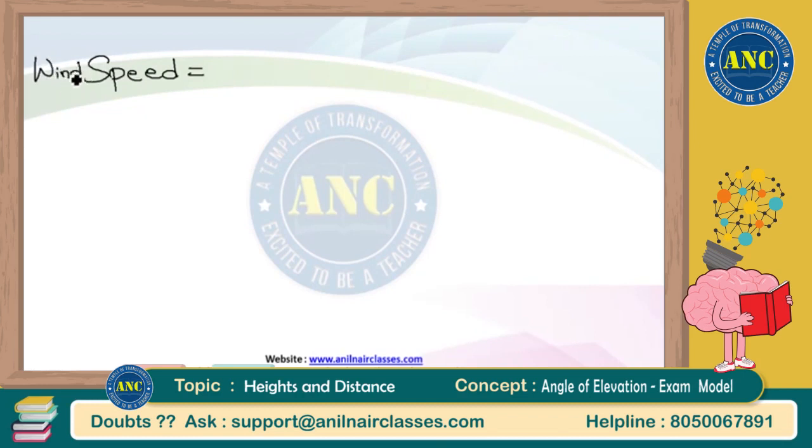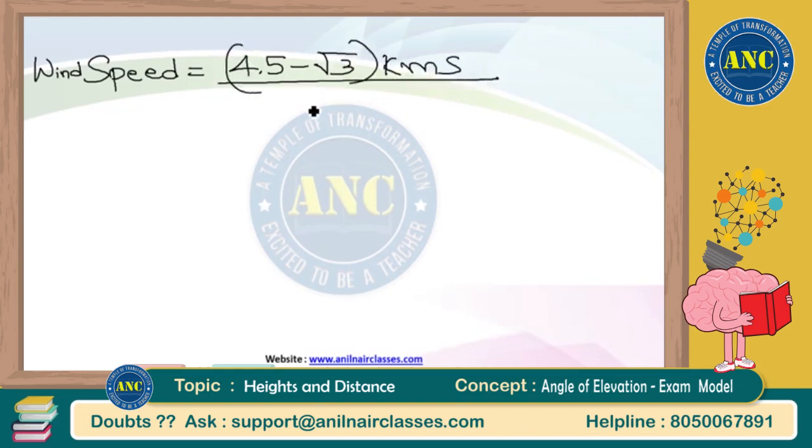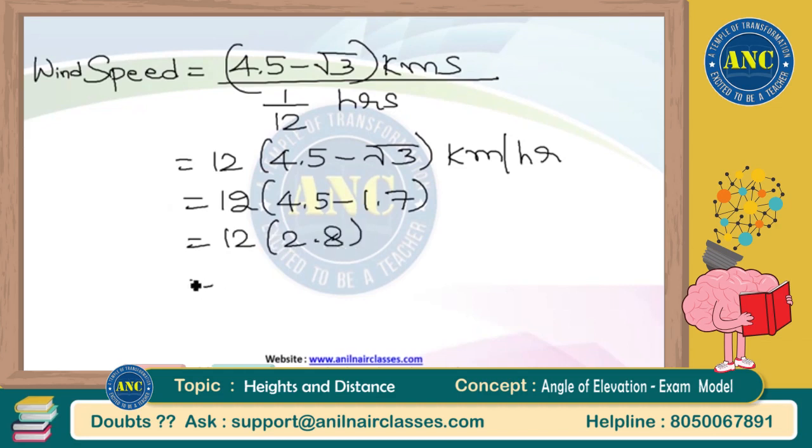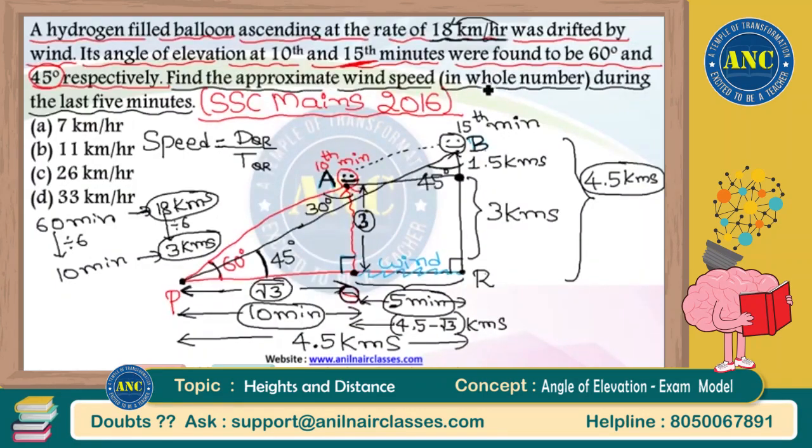We are calculating the wind speed in the last 5 minutes. Distance traveled is 4.5 minus root 3 kilometers divided by time taken, which is nothing but 5 minutes. 5 by 60 is 1 by 12 hours. So this will become 12 times of 4.5 minus root 3 kilometers per hour. Or I can also say that this is 12 times of 4.5 minus 1.7. It is 12 into 2.8, approximately it is 33.6 kilometers per hour when you calculate it, but your question says find the approximate wind speed in whole numbers.